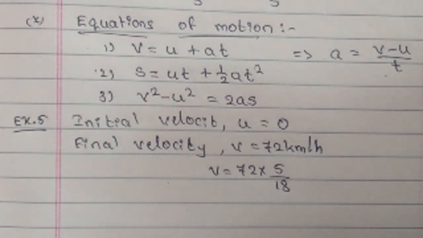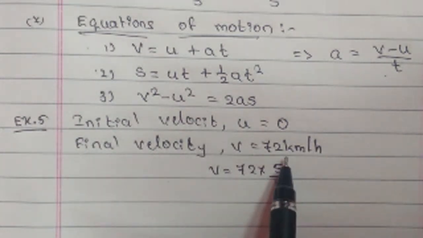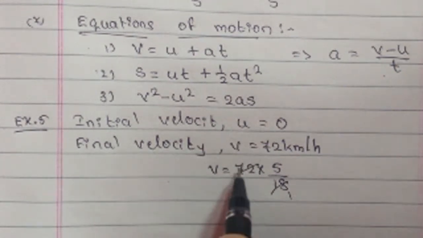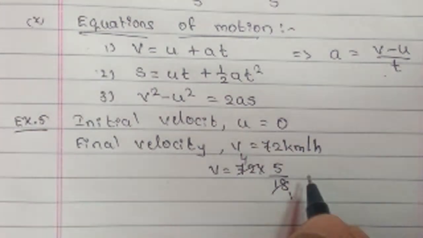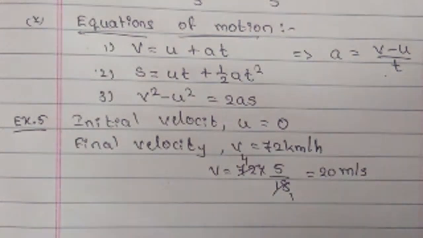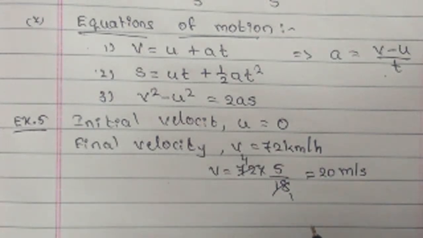Initial velocity is given, the train is starting from rest, that's why I consider u as 0. And then the final velocity, after 5 minutes it attains a velocity of 72 km per hour. But 72 km per hour is not the SI unit. Therefore we have to convert that into the SI unit, and the SI unit of velocity is meter per second. That's why we multiply 72 by 5 divided by 18. So 18 fours are 72, 4 fives are 20 meter per second. Very simple calculation. 72 kilometer per hour is 20 meter per second.